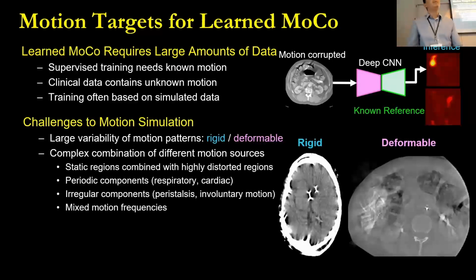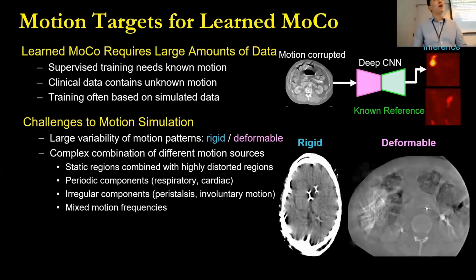All these learning-based methods require large amounts of training data. One example on the right shows this supervised training setup. Here it requires known motion as a reference. However, currently available clinical data does not have motion information in general, so this might not work. So people are now training their approaches using simulation data.